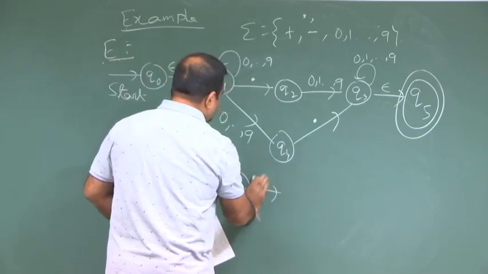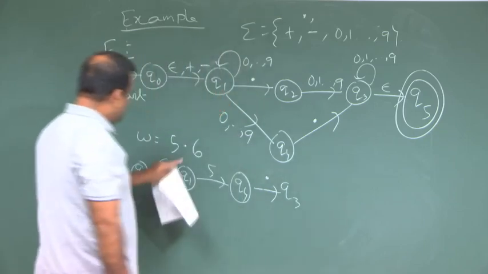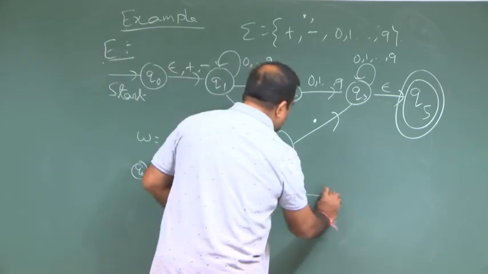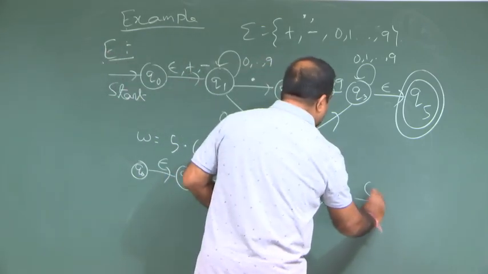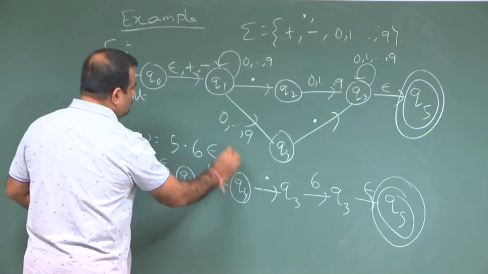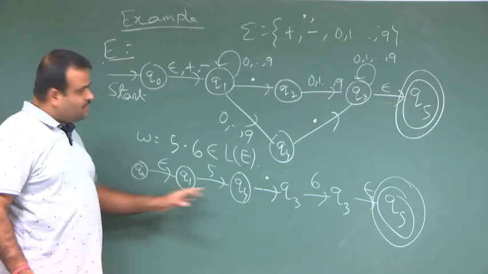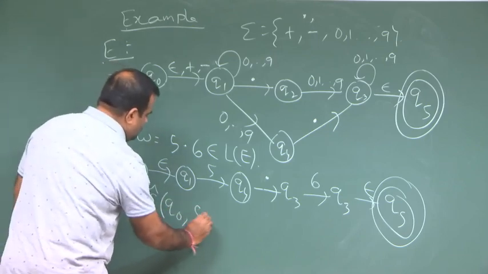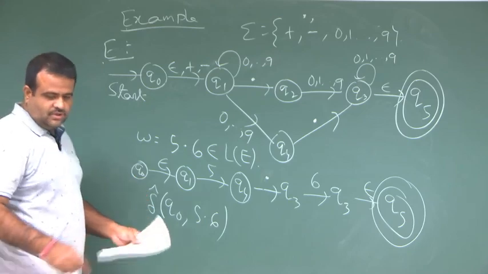This is one of the paths. There are many other paths, so we will construct those. We go to q3 by seeing the dot, and then from q3 we can hop at q3 by seeing the 6, and then with the epsilon move we can go to q5, which is the final state. So this is accepted. So this belongs to L of E. This is an accepted string. Because this is giving one path, there are other paths, so for those we have to find the epsilon closure, we can try with that.